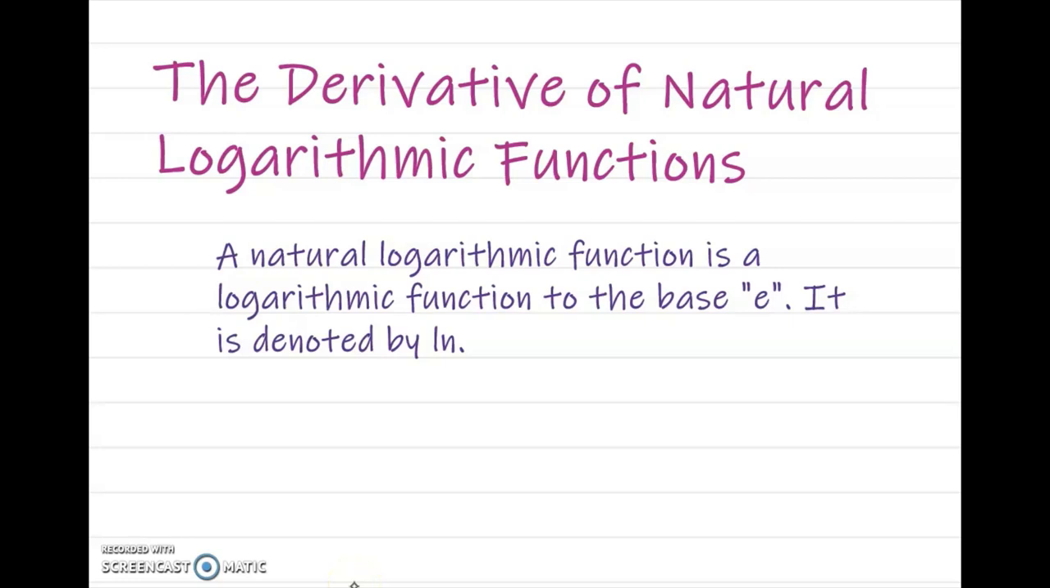Now let's have the derivative of natural logarithmic functions. As I recall, a natural logarithmic function is a logarithmic function to the base e, where e is a Napier's constant, or the Euler's number, which is approximately equal to 2.718281828, and it is denoted by ln. This means that the log of x to the base e is just equal to ln x.